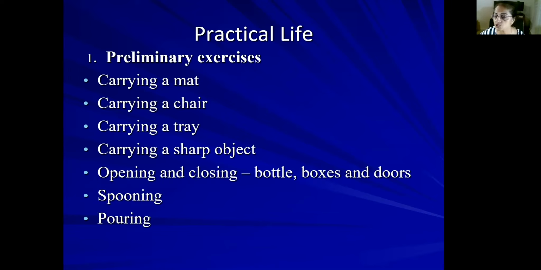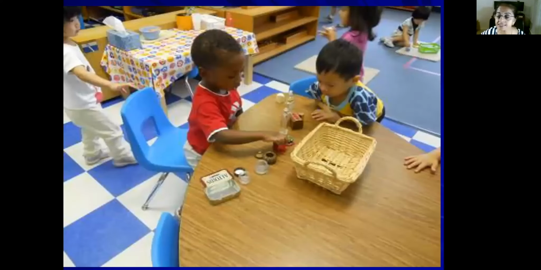Here I'm going to be showing a few pictures of children actually working in the classroom. This is one of the kids in the past working with open and close. See how the child has laid out his work in a very orderly manner. He's working from left to right. And his friend is observing the work.